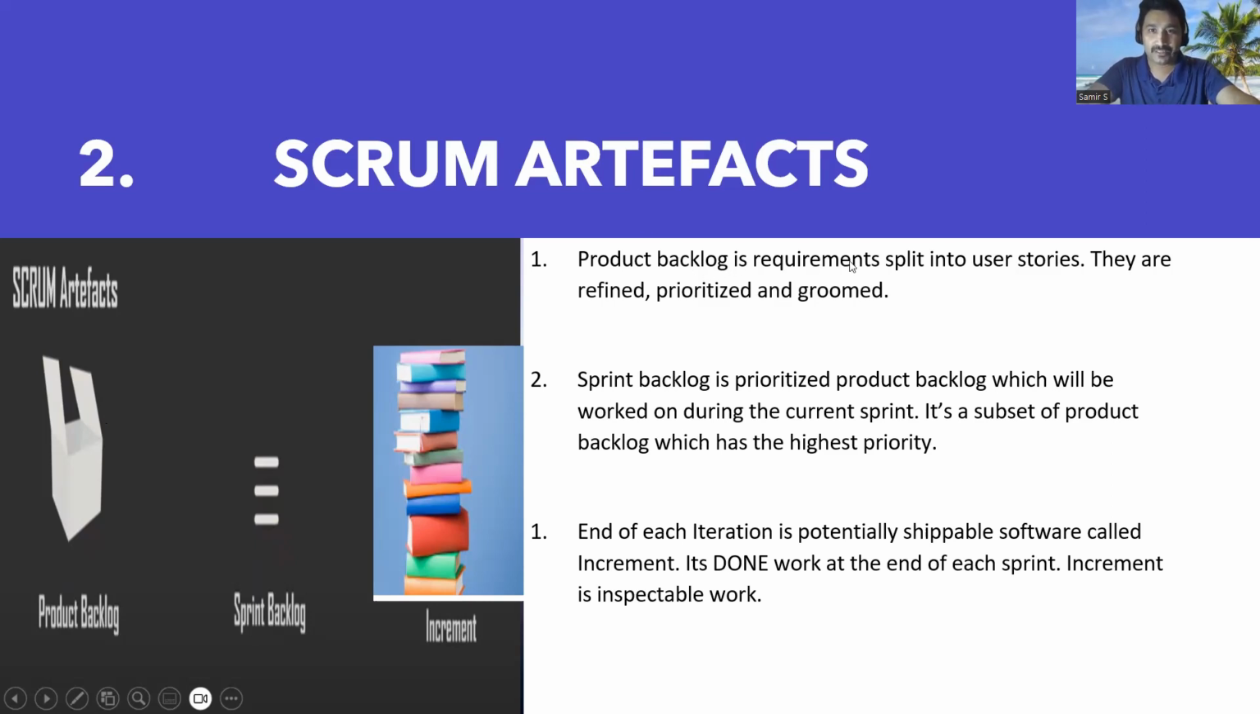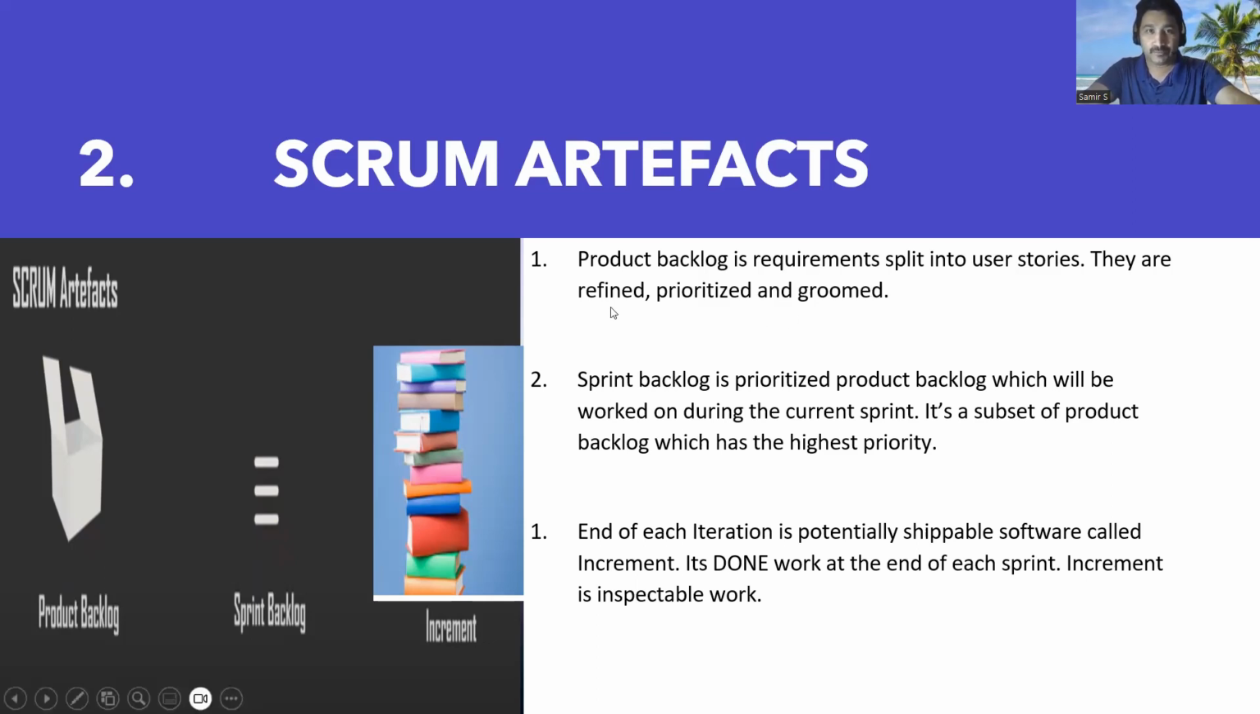Product backlog is requirements split into user stories. Basically, product backlog is a fancy term for requirements. And these requirements are split into user stories. The product backlog is refined, prioritized, and groomed. So when we talk about product backlog, I just want to explain a little bit for people who are not very clear. Product backlog is basically requirements split up into smaller user stories.